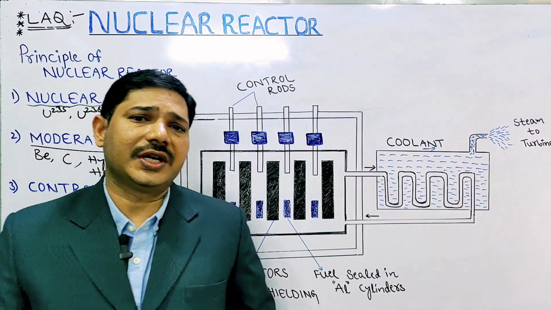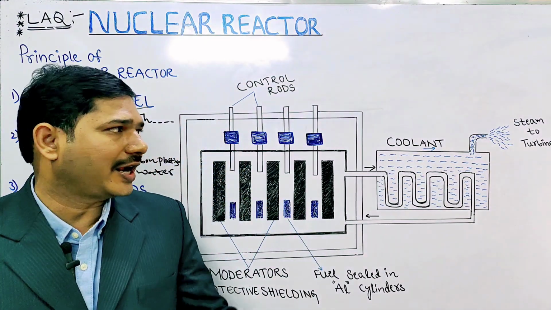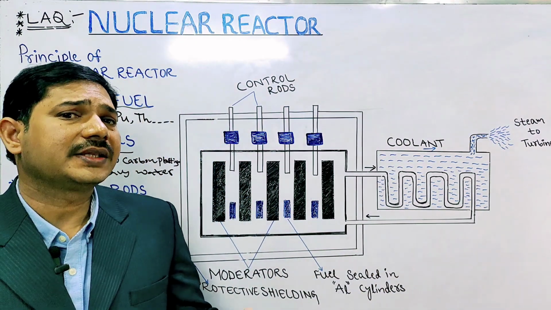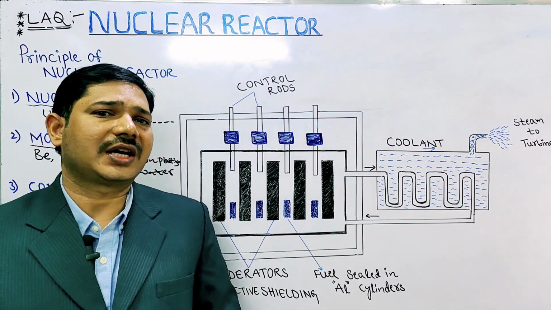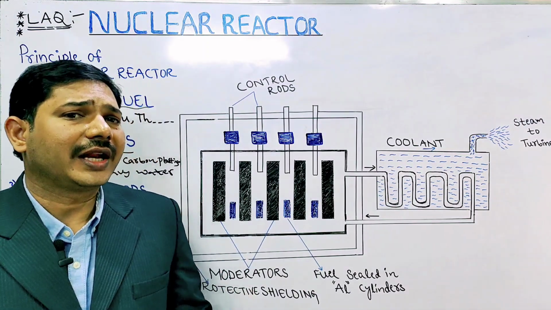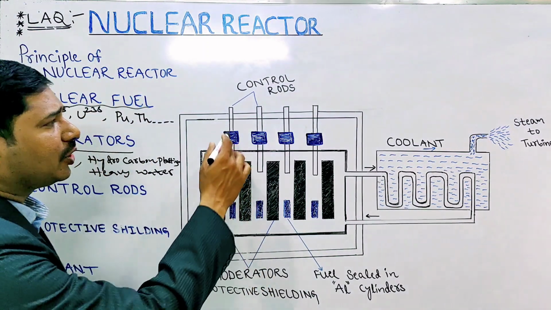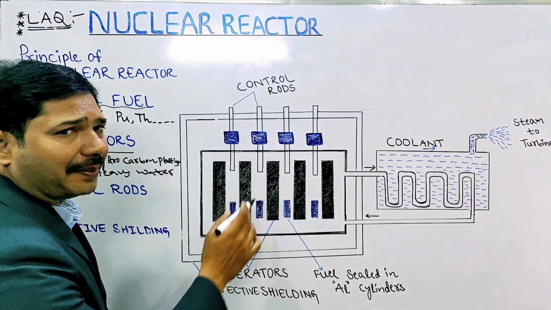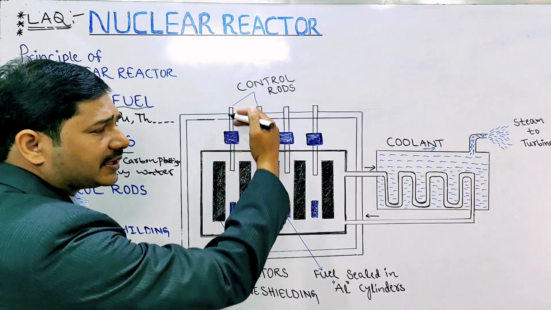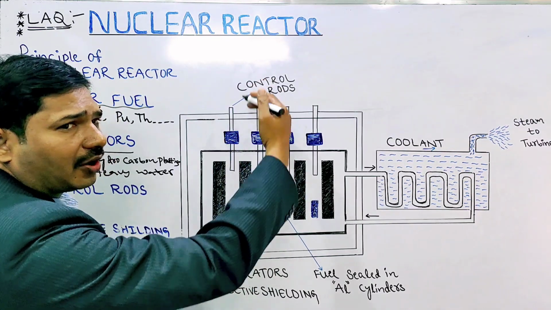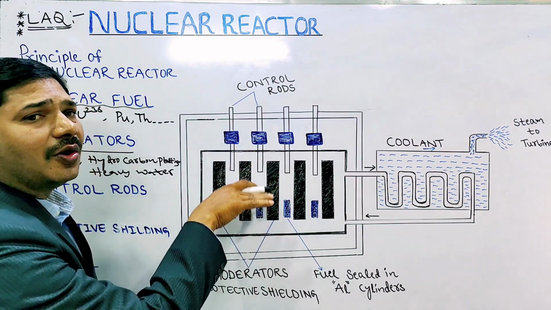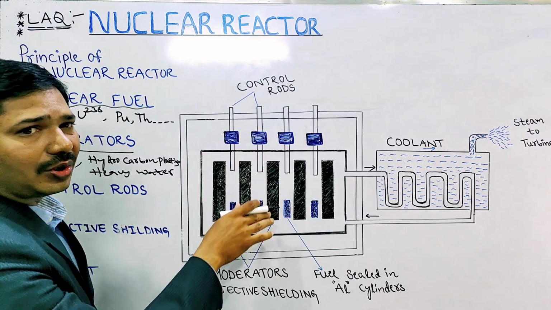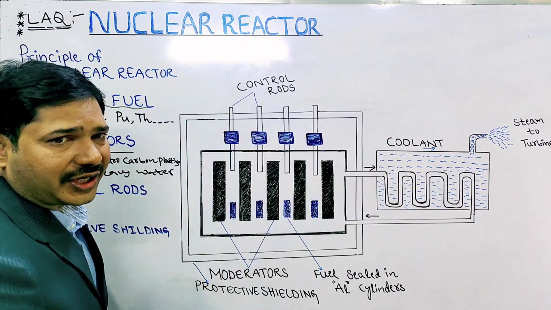In a nuclear reactor, which is controlled fission, on average 3 neutrons are released. The excess neutrons are absorbed by the control rods. These control rods are made of boron or cadmium blocks. When the control rods move up and down, the excess neutrons are absorbed and the chain reaction can continue.